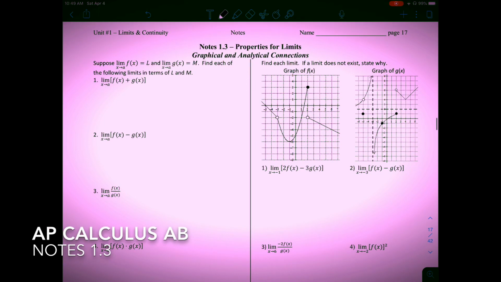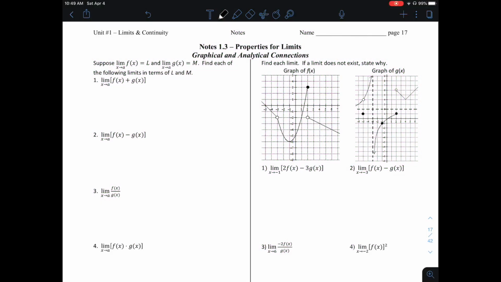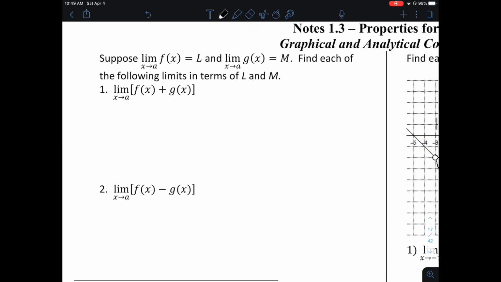This is AP Calculus AB. We're looking at Notes 1.3, Graphical and Analytical Connections using the properties of limits. Now, these properties for limits are super intuitive, common sense, and no-brainers.